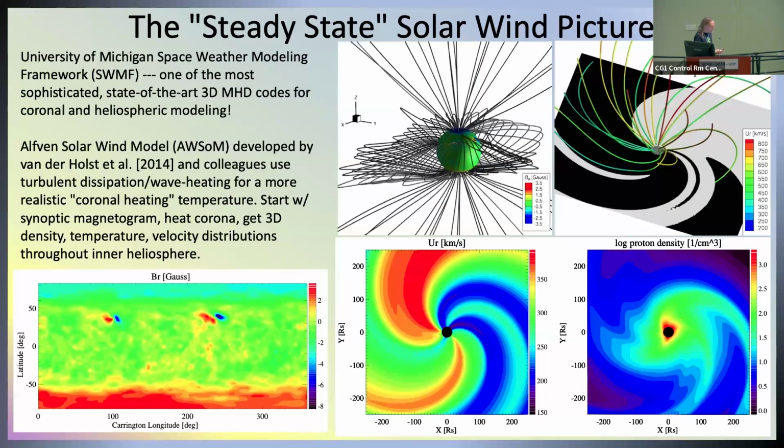And so we can model that, because all you have to do is have a magnetic field model, and then you spin it like the sun spins. And you can watch all of these field lines create this spiral structure.